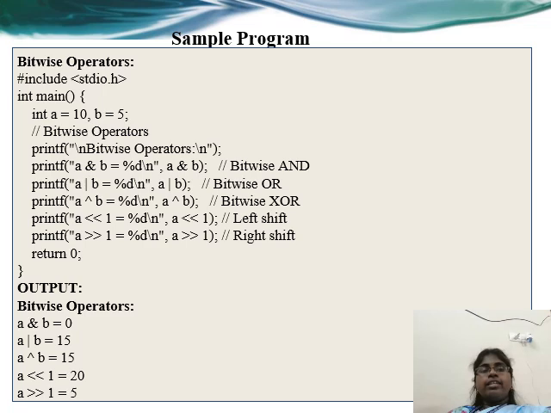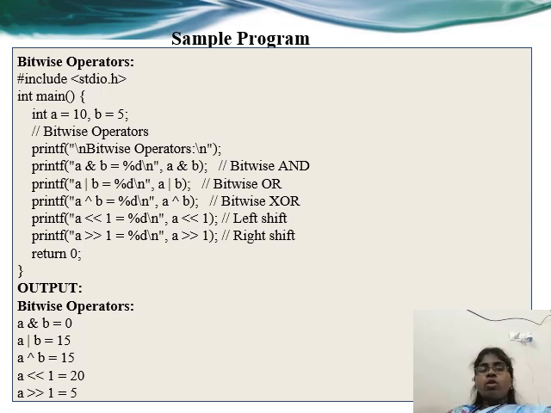You must write the header file #include <stdio.h>. This is the standard input output header file. Then we go to the main function, int main. Then open curly brace. We declare the integers of the program: int a = 10 and b = 5.